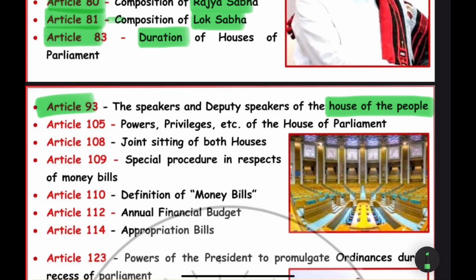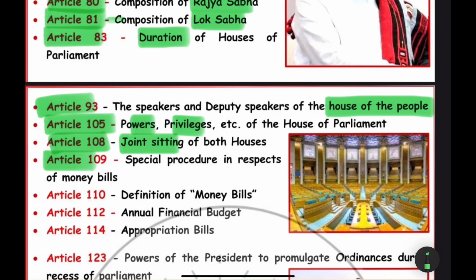Then Article 105. It tells about the powers, privileges, etc. of the Houses of Parliament, meaning powers and privileges enjoyed by the members of Parliament. Then Article 108, joint sitting of both the houses. Joint sitting means Rajya Sabha and Lok Sabha come together and discuss a particular issue or a particular bill. That sitting is known as a joint sitting, and it comes under Article 108.